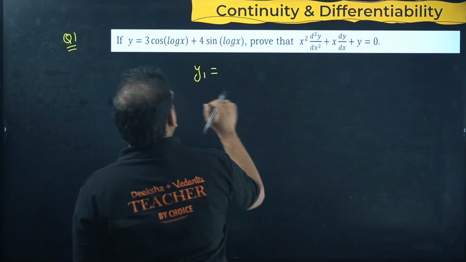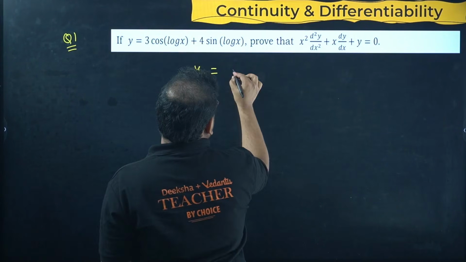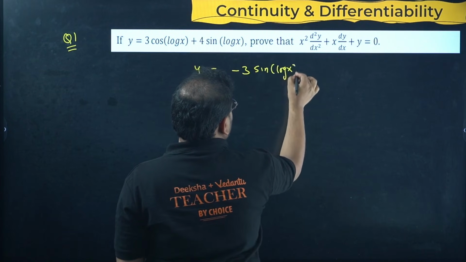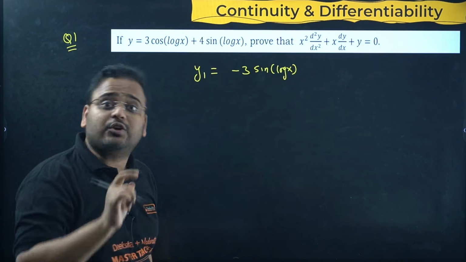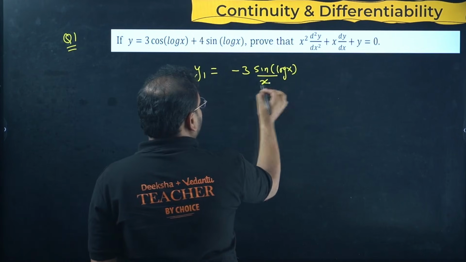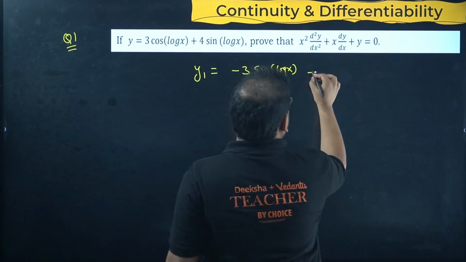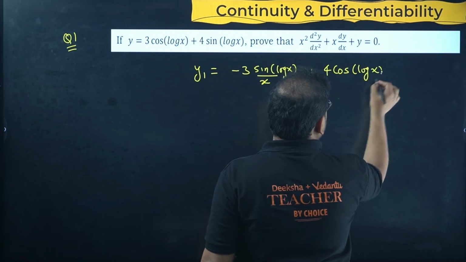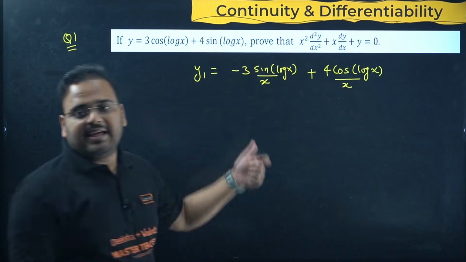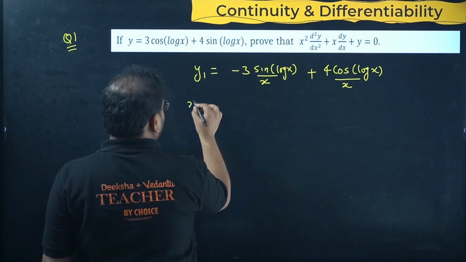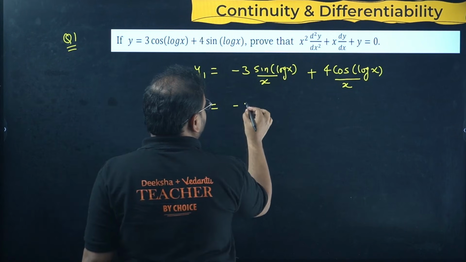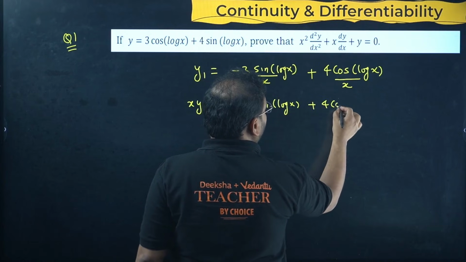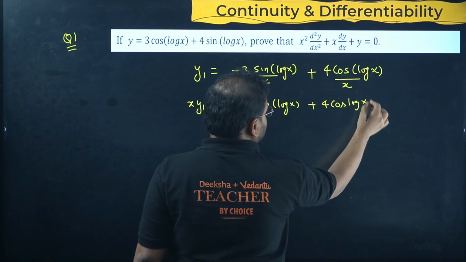Cool. Differentiate this. We'll have the derivative of cos as negative, so minus 3 sine of log x. You have to differentiate log also by chain rule, so you'll have divided by x. Same with the second term. The derivative of sine is cos, so plus 4 cos, again you'll have log x, and the derivative of log is 1 by x. Take x common and move to this side. You'll have xy1, and on this side we have minus 3 sine log x plus 4 cos log x.